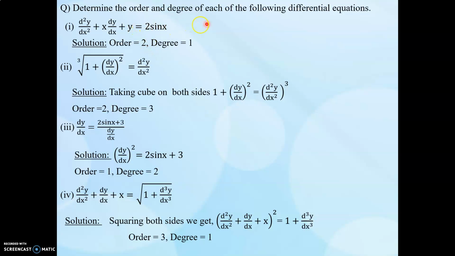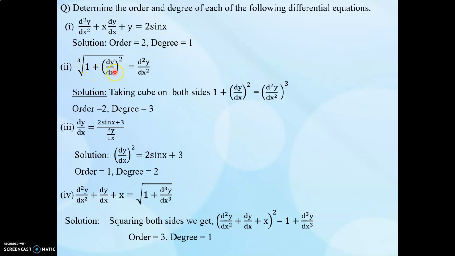Determine the order and degree of each of the following differential equations. The first question is d square y upon dx square plus x dy upon dx plus y is equal to 2 sin x. Here the second order derivative is this one, and the first order derivative is here. So we will consider the order as the highest one. So here 2 is the highest order derivative, so the order of this differential equation is 2, and the power of this one is 1, so degree is equal to 1.